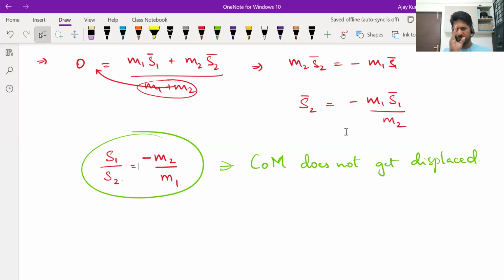And if you want the center of mass to stay there itself, but the masses should move, then their movements also should be in the ratio M2 is to M1. Then the center of mass will stay there itself. And their movement should be in the opposite direction. Means if one is moving to the right, the other should be moving to the left. If one is moving to the left, the other should be moving to the right.